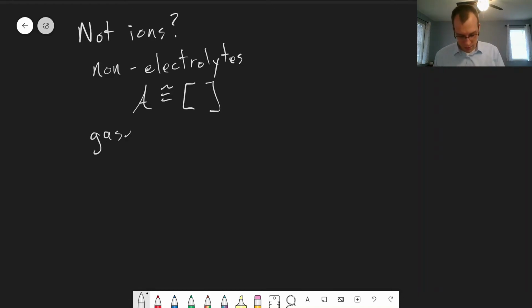For gases, if we're thinking about an equilibrium involving gases, we can write that the activity is equal to an activity coefficient times the partial pressure. And in general, this will be in bar. This actually gets its own special name. The activity for a gas is known as a fugacity.